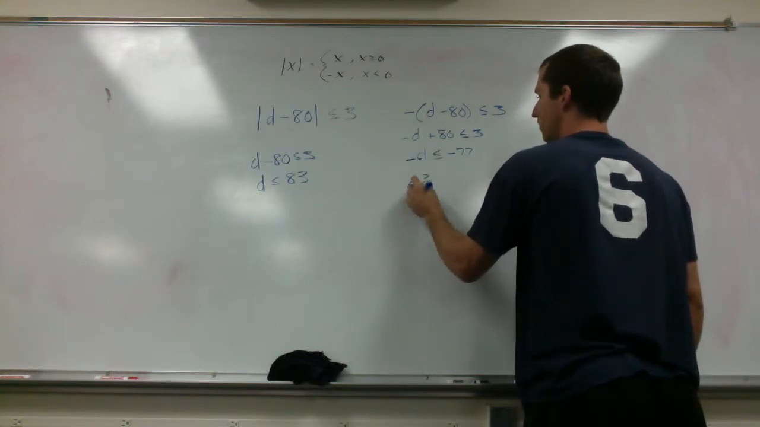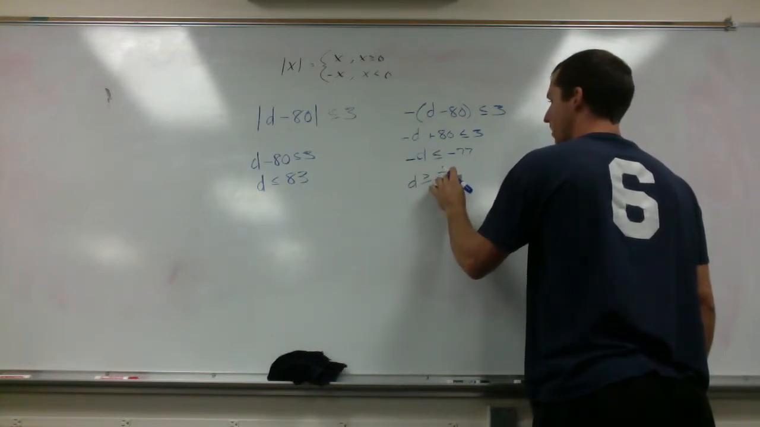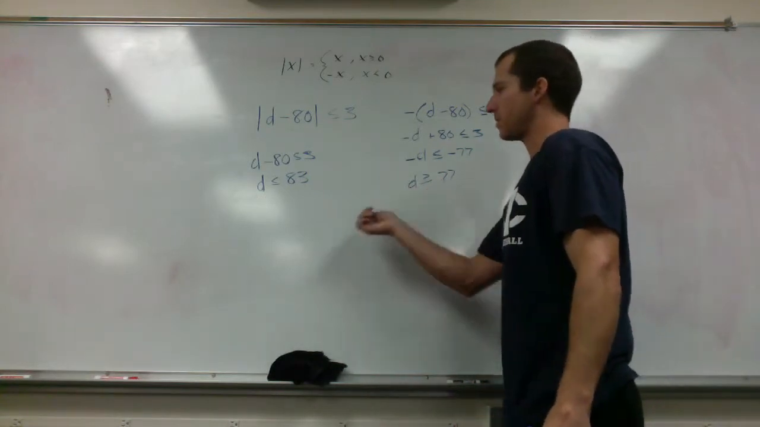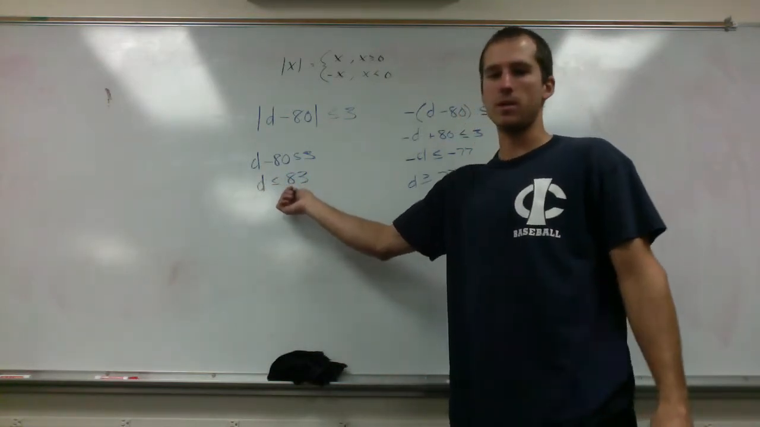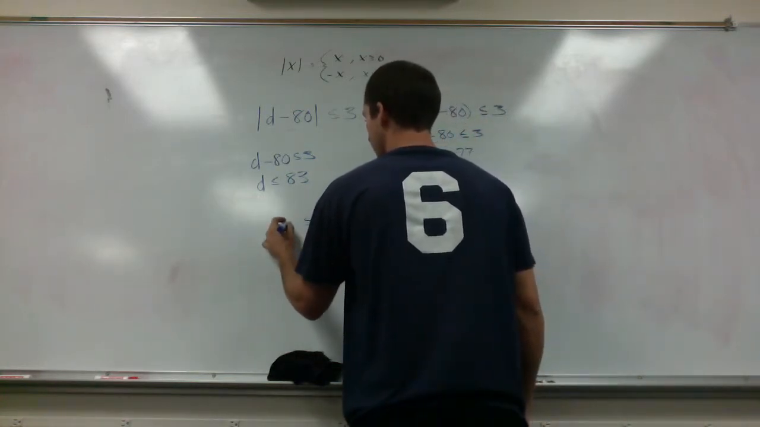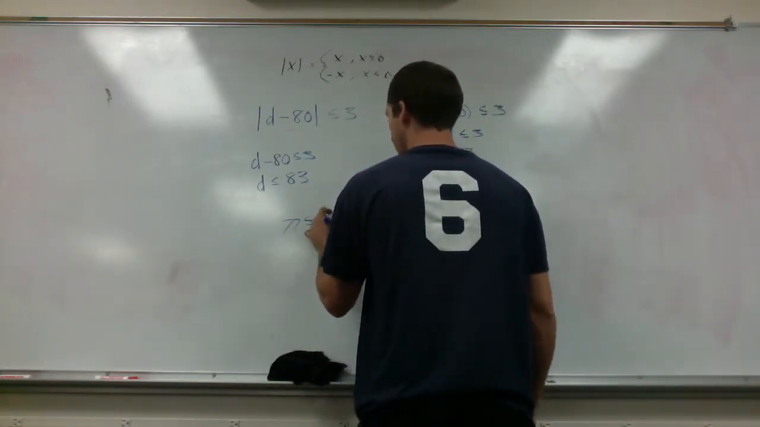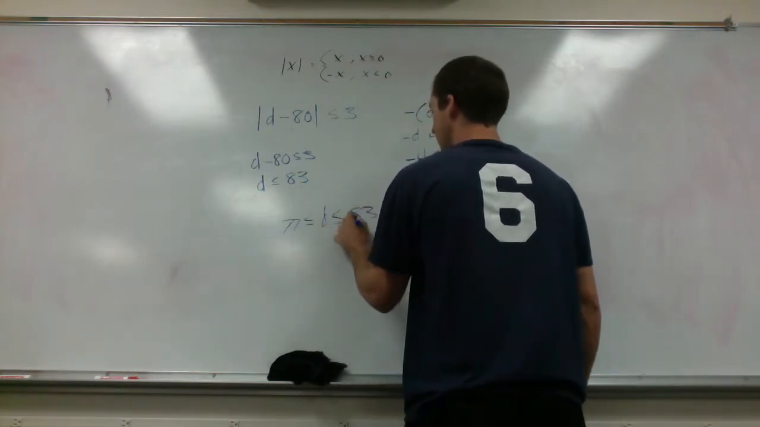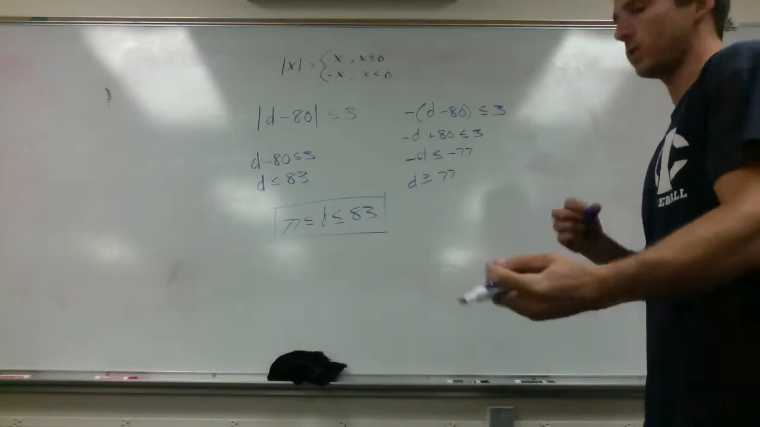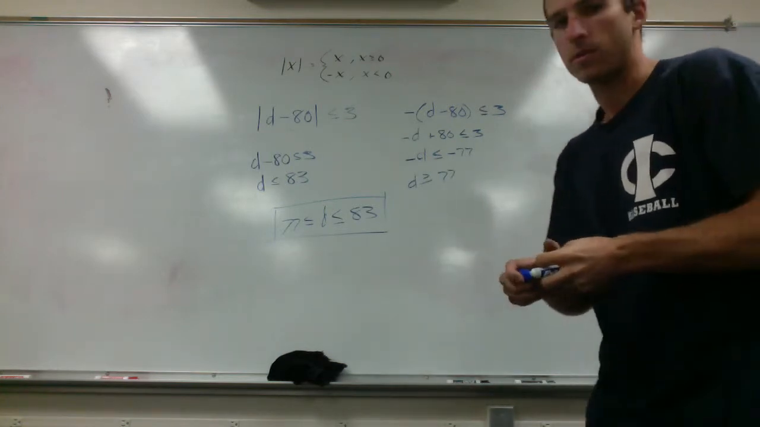Dividing by -1 flips your inequality. D is greater than or equal to 77. So D is greater than or equal to 77 and less than or equal to 83. And that hopefully was your intuitive answer as well. To keep it within 3 units of 80, it must have been from 77 to 83.